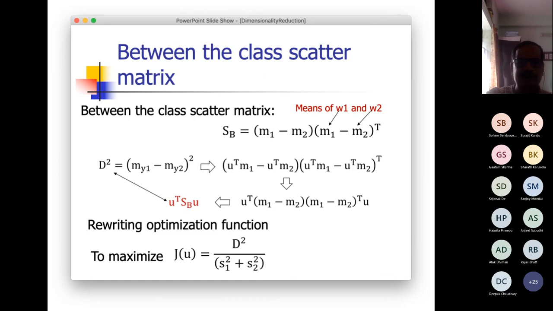So we can rewrite the optimization function like this. This was your objective function, as I mentioned: the square of the separation of means divided by the sum of squares of scatters. That is a normalized measure of separation, and that can be expressed in terms of the direction and also the measures directly from the data points in this function.